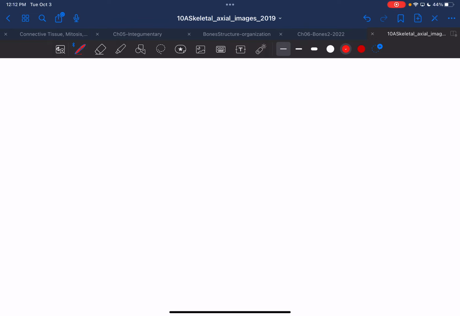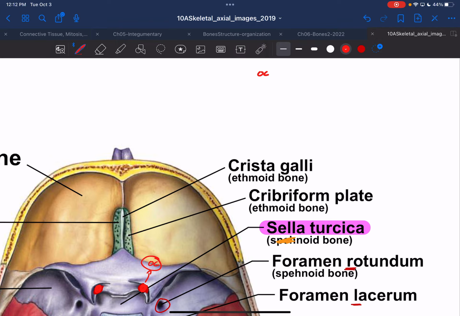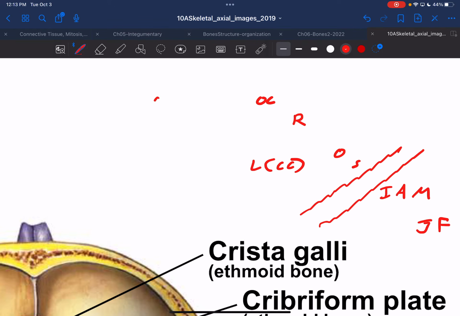So for this right side, it would be OC. Let me do this. And then, sorry, I'll make it larger right now. OCR. And then OSL parentheses CC. And then we're going to make a little hill here. A little hill. We're going to put IAM. And then we're going to put JF. And you are done. And so, let's do it on the other side too. I'll explain what this is in a second.